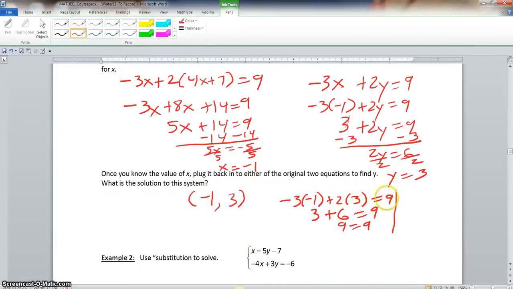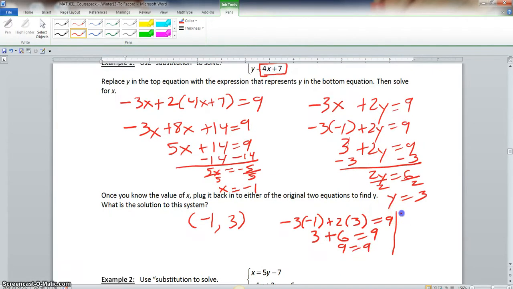Now we would finish this up by taking the second equation, which would be y equals 4x plus 7. Now we substitute in 3 for y, and we also substitute in negative 1 for x.